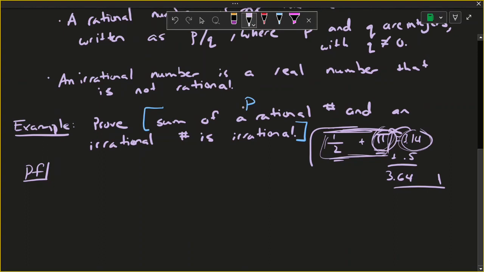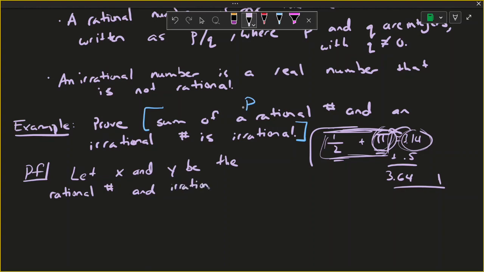So here we go. I'm going to say let x and y be a rational number and an irrational number respectively.